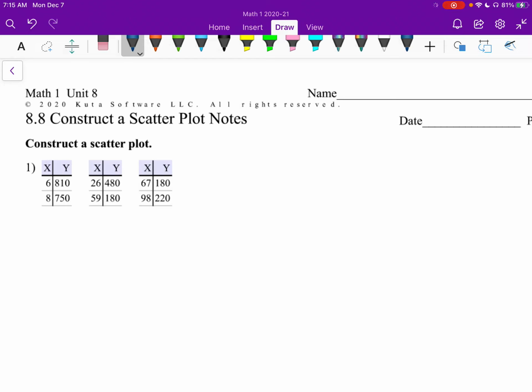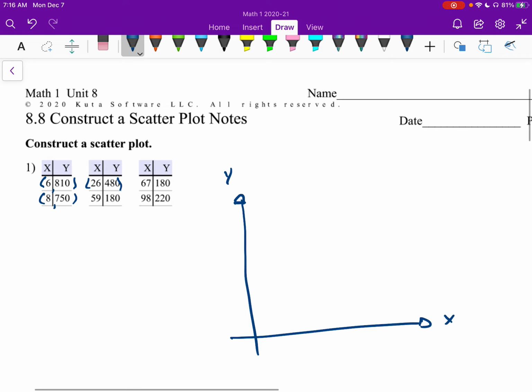Okay, Math 1, 8.8, construct a scatter plot. Now a scatter plot is just a graph, and so all we're doing in this one is we're graphing points. So like here we have x, y, x, y, x, y, and so on. Now whenever you're doing these by hand, you can decide what you want your axes to be. I mean, you have to have your x be your x's that they have listed here and your y be your y's. But how far apart between the dashes, you get to decide.